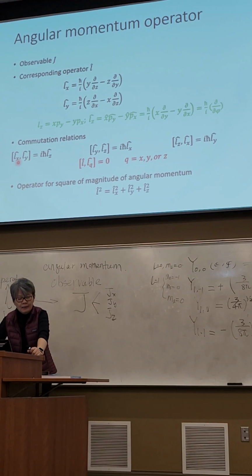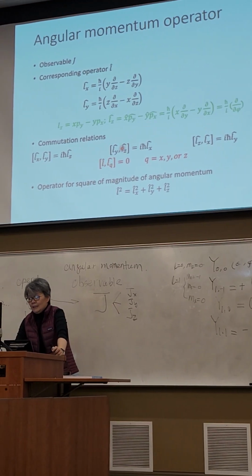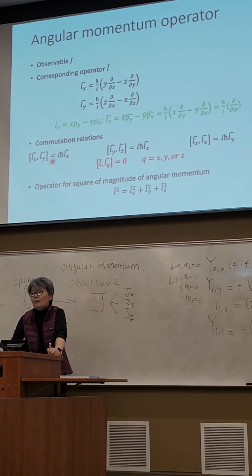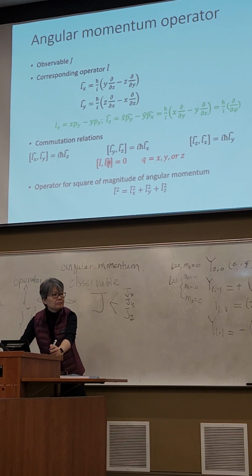operator for xy, yz, zx. Do they commute? No. They can't commute. So that means we cannot determine both components with precision. You guys agree? Okay, now what do you see here?